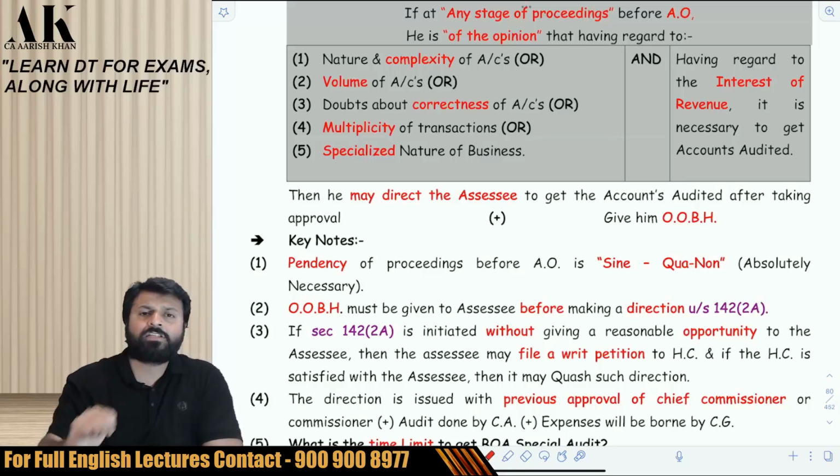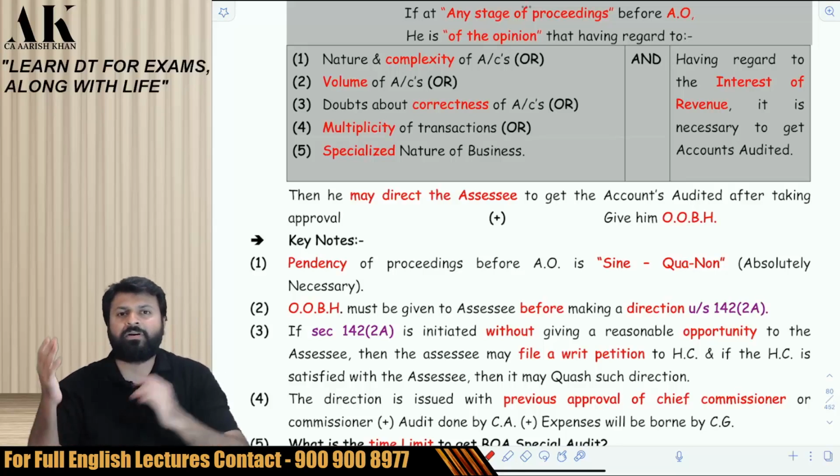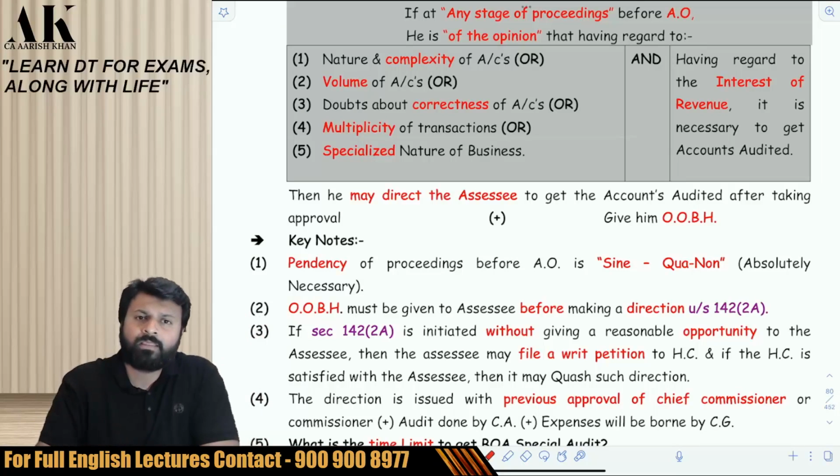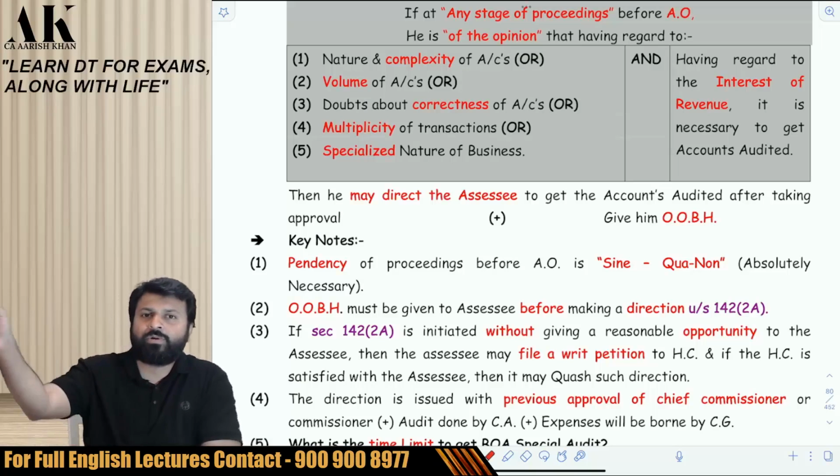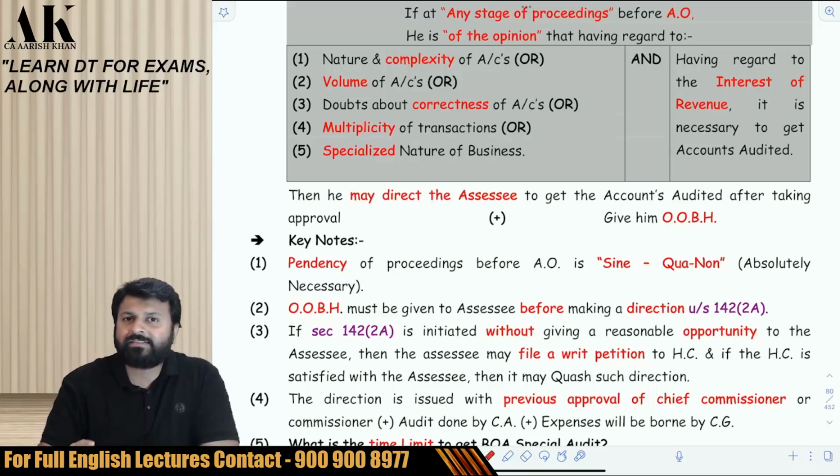And before giving the direction, he has to give an opportunity of being heard to the assessee, which is the fundamental right of every citizen of this country. And after the opportunity is given, he may direct the assessee to get the accounts audited. And then the assessee will get the accounts audited.